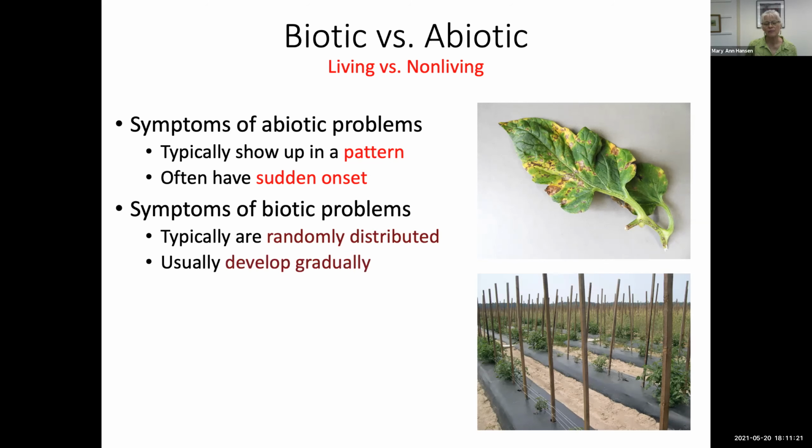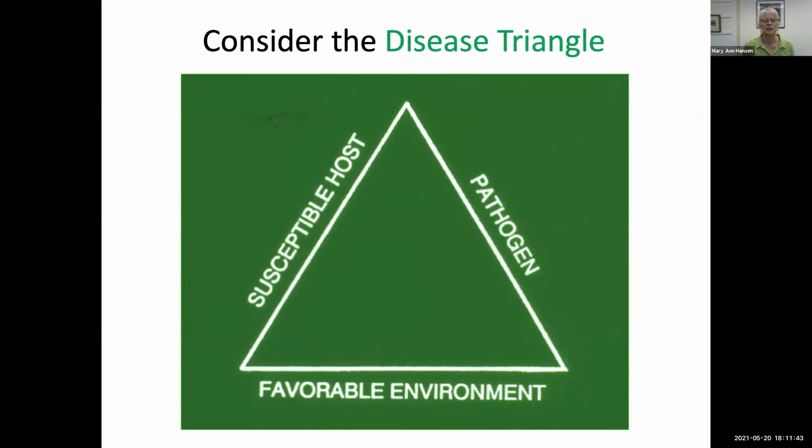And biotic problems will tend to develop gradually. So that's another clue. If you see a few symptoms one day and then slowly over the next few weeks, you see that develop and spread, that's more likely to be a biotic problem. So just a few tips I wanted to give you on distinguishing biotic and abiotic problems. We'll talk about some examples of both of these tonight.